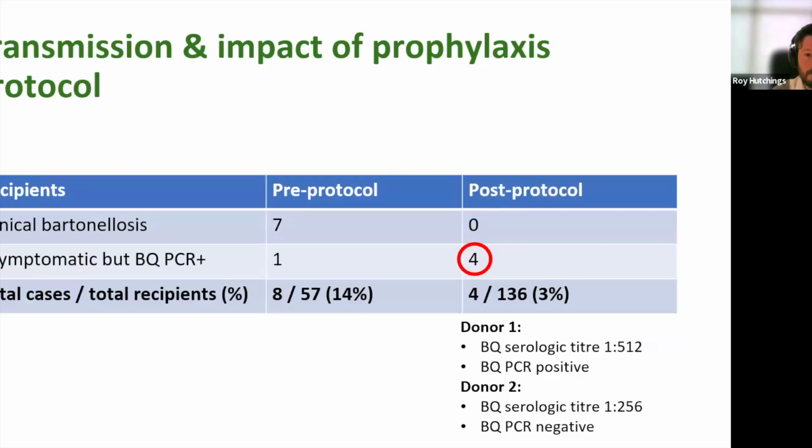Now, those 4 transmitting donors, one had a serologic titer of 512 and a positive BQ PCR. The other had a BQ serologic titer of 256 and a negative BQ PCR. Both donors whose recipients had infection had BQ serologic titers 4-fold higher than their Bartonella henselae titer, unlike all other donors in the post-protocol period. So in the future, and this would be tested in a future study, it would be interesting to test whether that is a way to interpret the serology in donors.